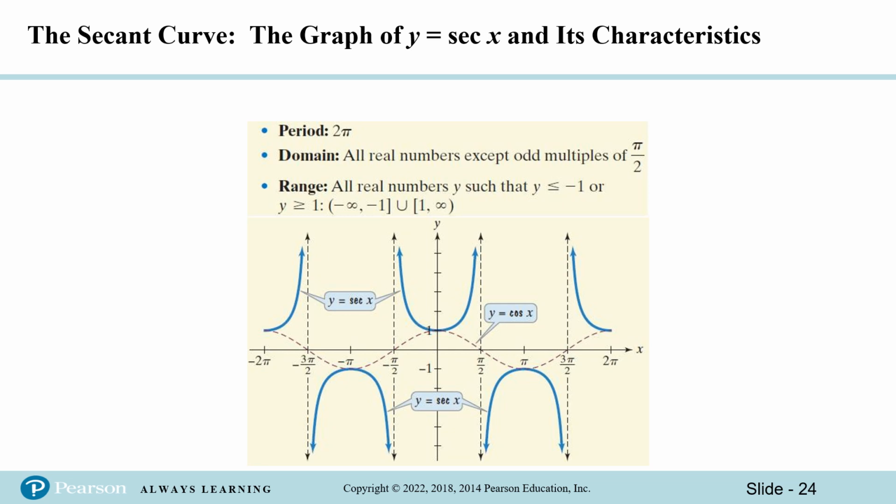Secant works the same, only with the cosine graph. The cosine graph also has a period of 2 pi, but it starts at 0, 1, and then goes like that. So it still has a period of 2 pi. I'm going to have asymptotes at odd multiples of pi over 2, because that's where the x-intercepts are for the cosine graph.